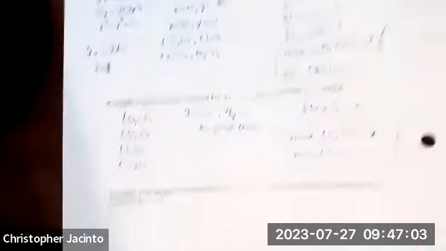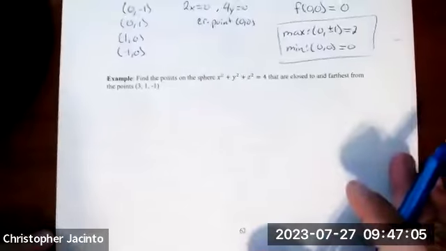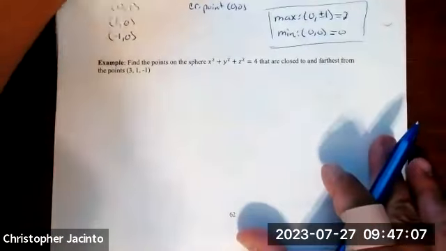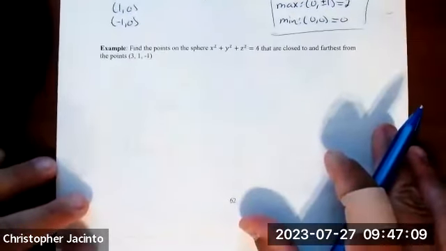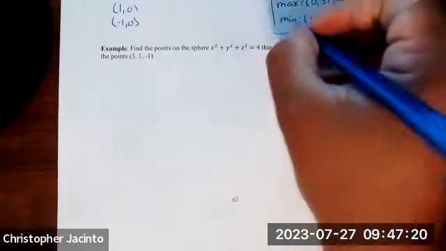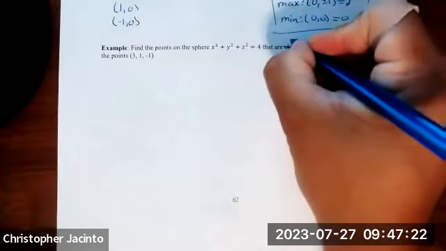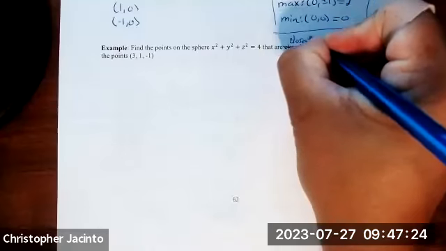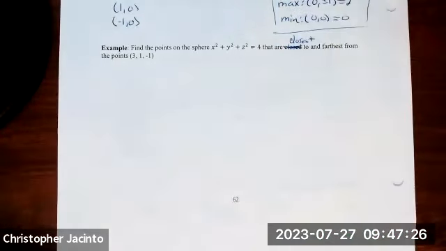Okay, two more application problems, and that's it, promise. Find the points on the surface x squared plus y squared plus z squared equals 4 that are closest and farthest from the point (3, 1, -1).